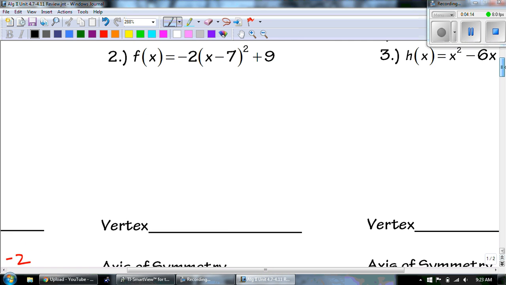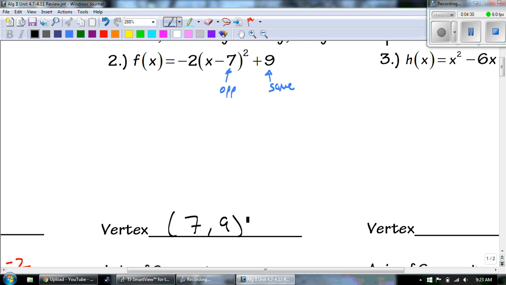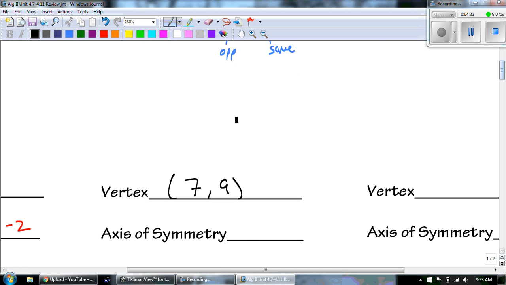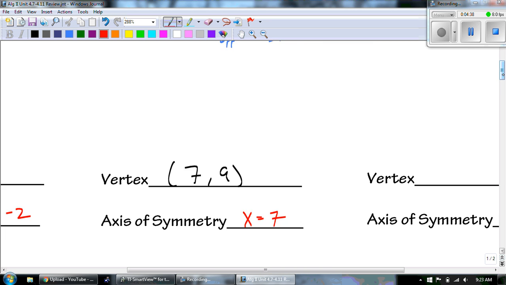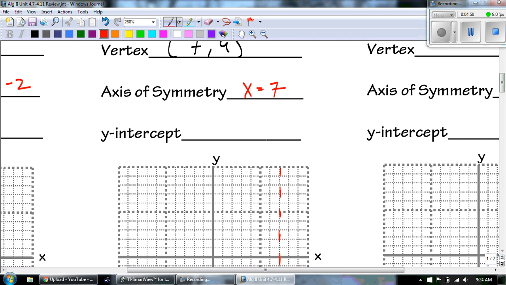Right, number two. The vertex, well, this is in vertex form, so I can take the opposite, and the 9 stays the same. Okay, so my vertex is at 7, 9. My axis of symmetry is x equals 7 because that's my x value. So I like to draw the axis of symmetry right away. And let's just do the vertex anyway. So it's at 7, 9.